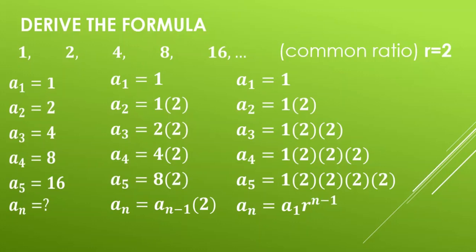Okay, for the derivation of the formula, you can use this given sequence. This is a geometric sequence with a common ratio of 2. And then you are looking for the general formula a sub n. So by observing the pattern, just like what we did in our previous lessons, you will come up with this. a sub n is equal to a sub 1 r raised to n minus 1. So this is the general formula in finding the nth term of a geometric sequence.